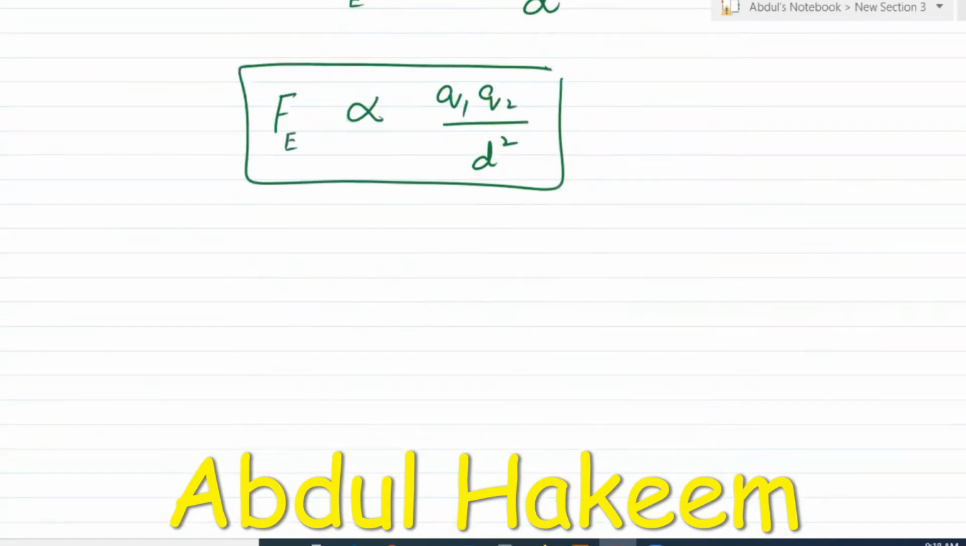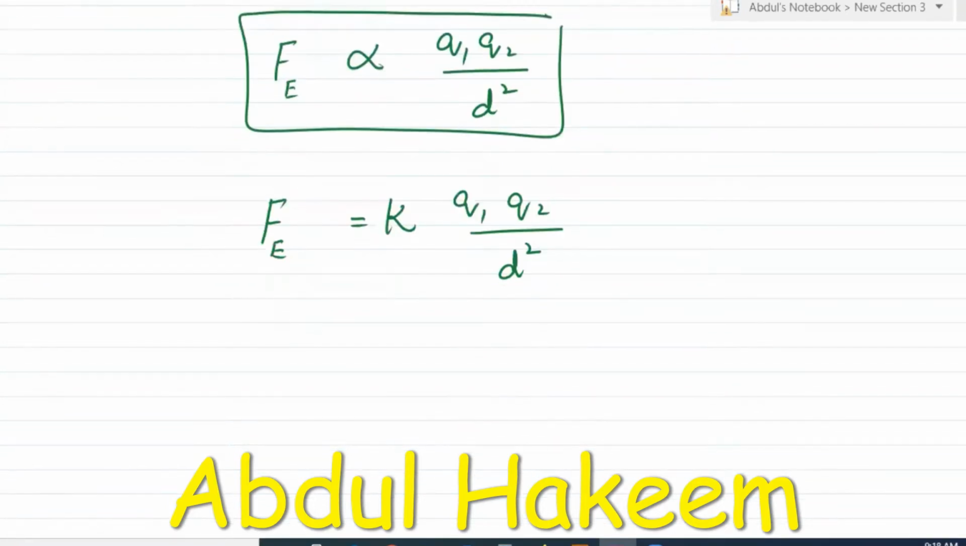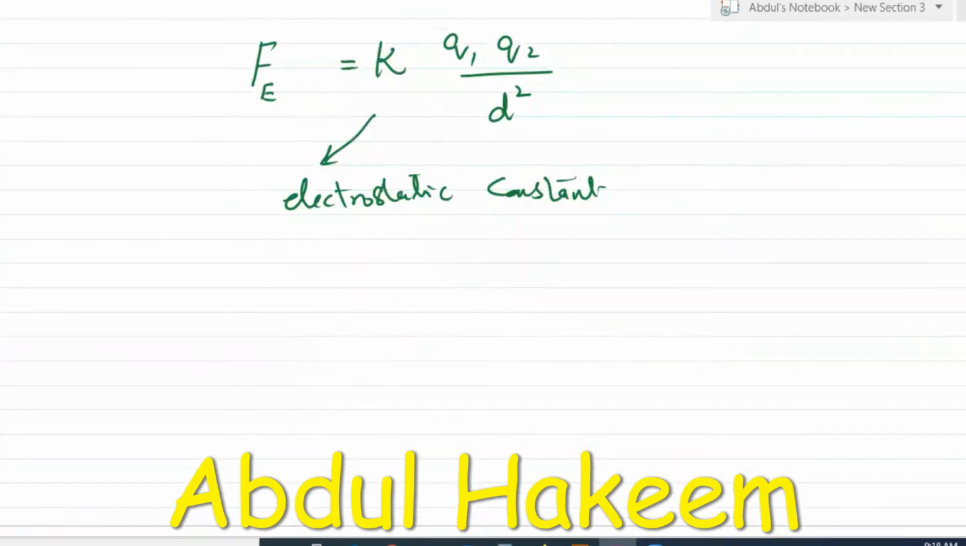Now we have to write here the constant. So look, F electric equals K, a constant, Q1 Q2 over d square. It is similar to the force of gravitation, G M1 M2 over d square. This K is called the electrostatic constant. And this K, the electrostatic constant, is further equal to 1 over 4 pi epsilon naught.